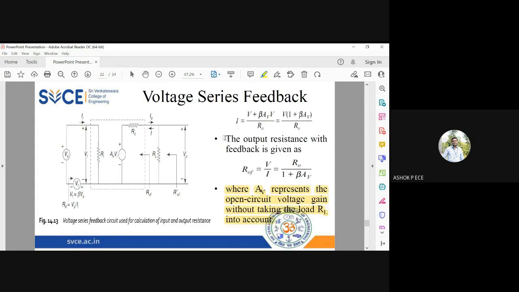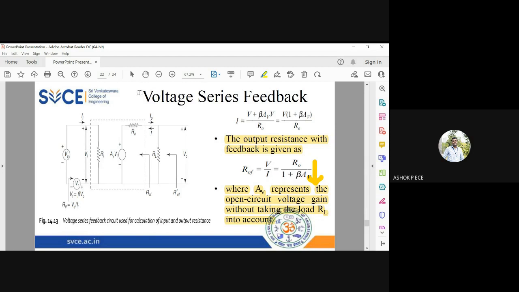Always remember, all amplifier parameters are computed without considering the externally added components. We are adding RL, Vs externally. So those will again change the actual gain of your amplifier. So amplifier gain means open loop gain or open circuit gain. It is without your RL. So R naught F we got is R naught by 1 plus beta AV. So when you divide any number by a quantity, the value will reduce. So the output resistance will decrease.